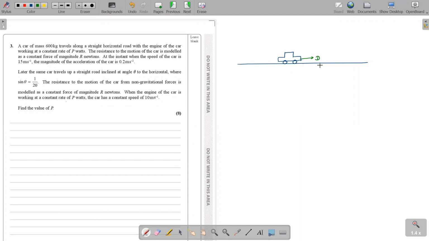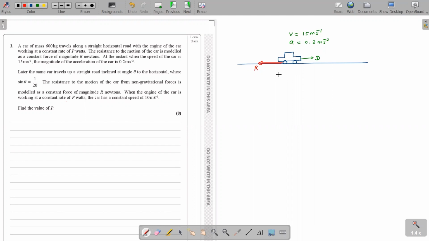They say the resistance to the motion of the car is modeled as a constant force of magnitude R newtons. At the instant when the speed of the car is 15 meters per second, the acceleration of the car is 0.2 meters per second squared. This is the first piece of information they've given you. And the mass of the car is 600 kilograms, so that's the vertical forces.